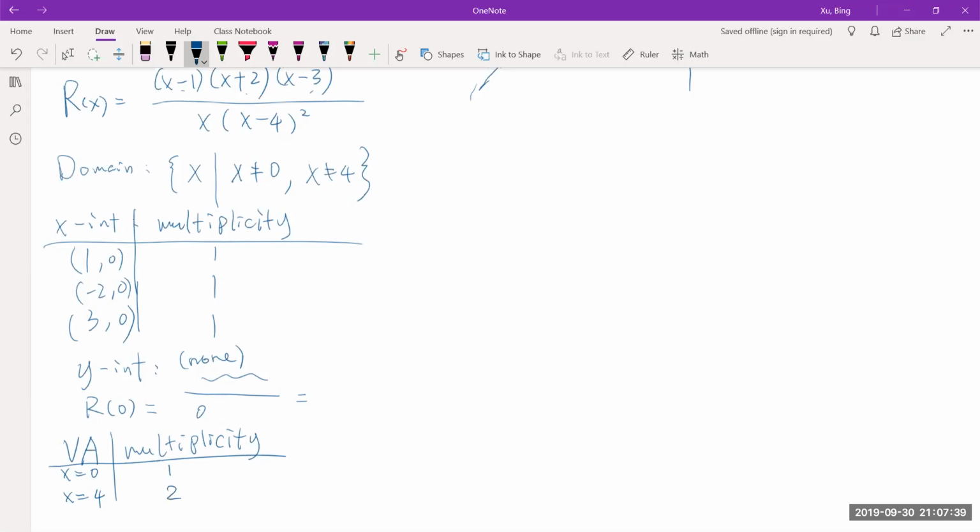Okay, so that means on the left side and the right side of the vertical asymptote, either your graph is both going up or both going down. They're going toward the same direction. All right, now what else do we need? A horizontal or oblique asymptote.